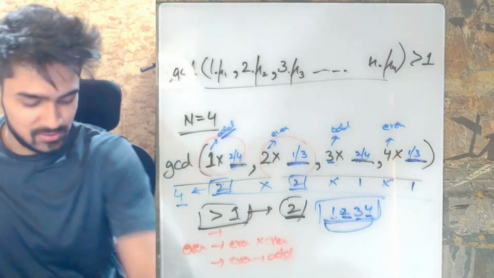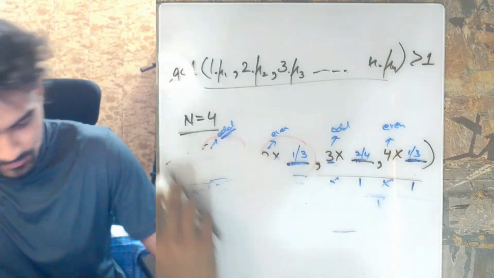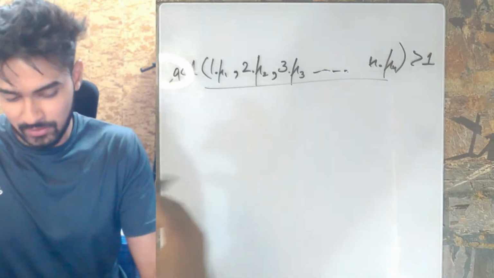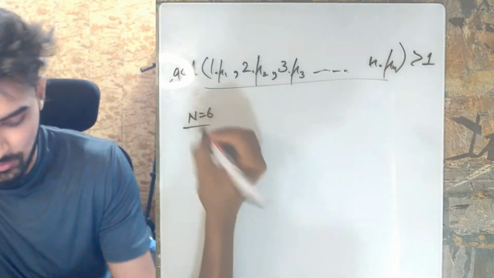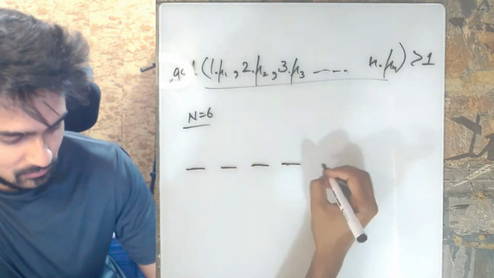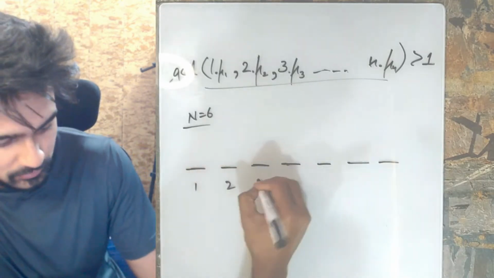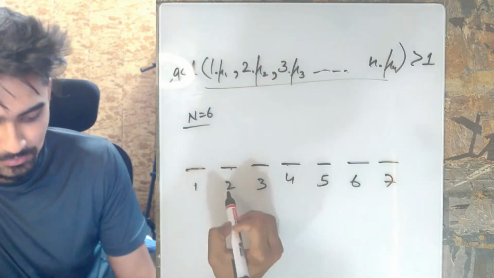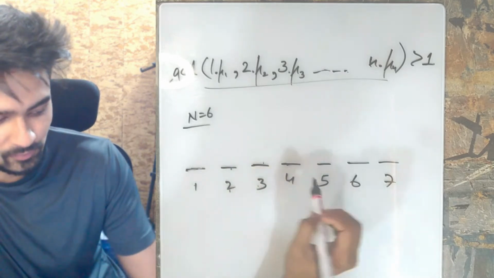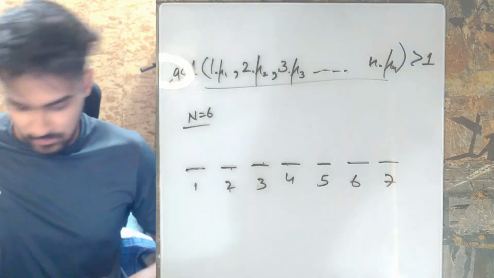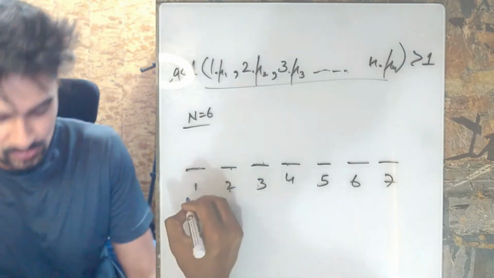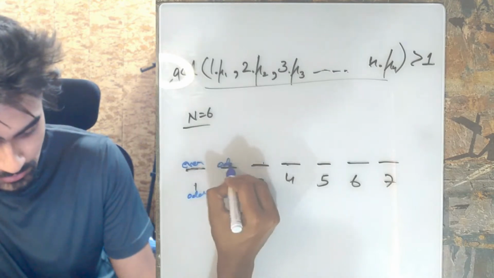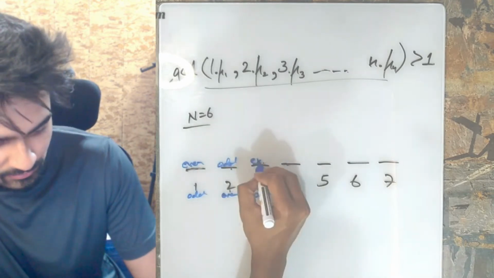Okay, let's try the same thing for n equals 6. This is 1, 2, 3, 4, 5, 6, 7. This position will be multiplied by 1, this will be multiplied by 2, this will be multiplied by 3, then 4, 5, and so on. Now, since this is odd, you need an even number here. Since this is even, you need an odd number here. This is odd, therefore you need an even number here, and so on.